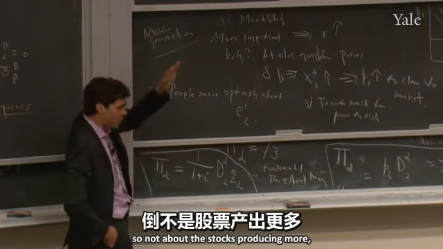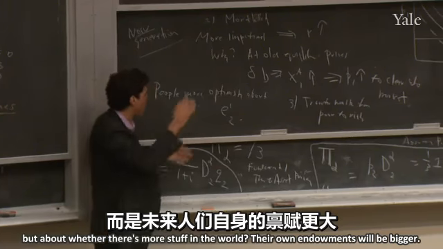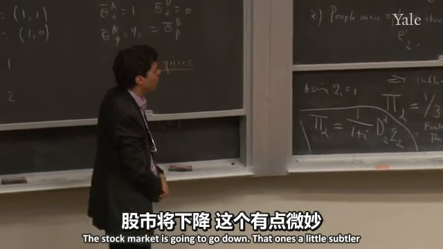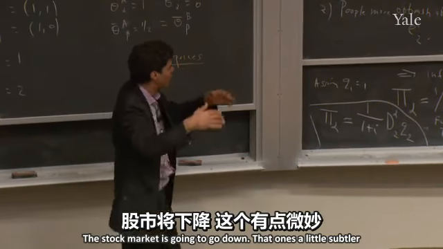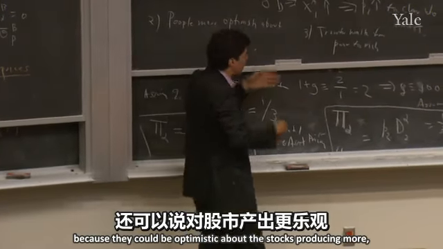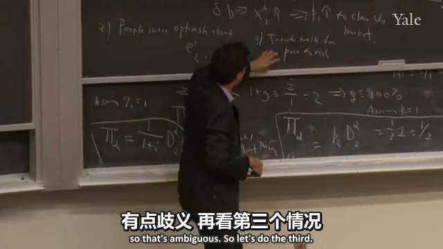So not about the stocks producing more, but about whether there's more stuff in the world. Their own endowments will be bigger. The stock market's going to go down. Okay, that one's a little subtler because they could be optimistic about the stock prices, about the stocks producing more, so that's ambiguous.